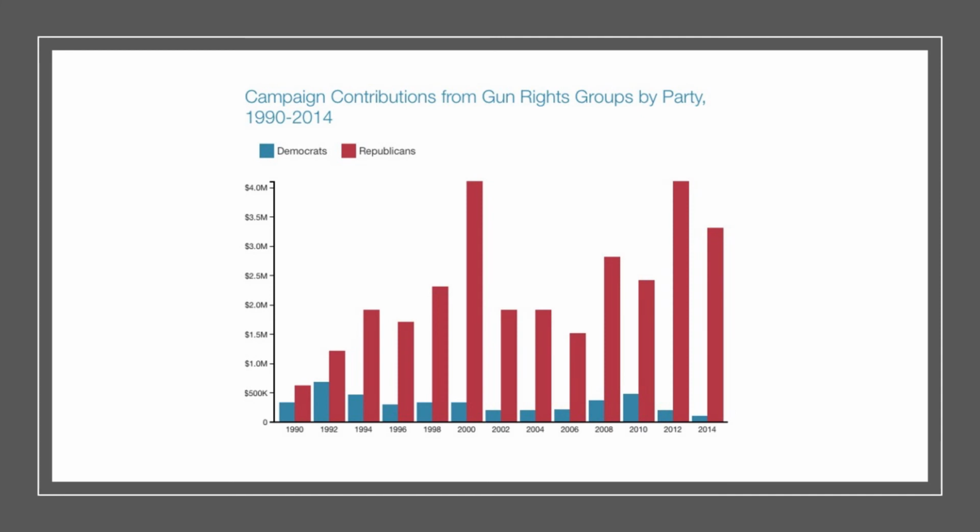So take gun rights groups, for example. Republican candidates have received much more support from gun rights groups than have Democratic candidates. And that's not surprising, right? Democrats are typically the ones who support stricter laws regulating firearms. So why would these groups give money to Democrats?